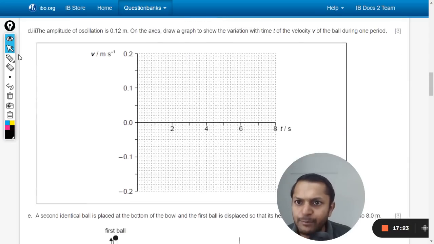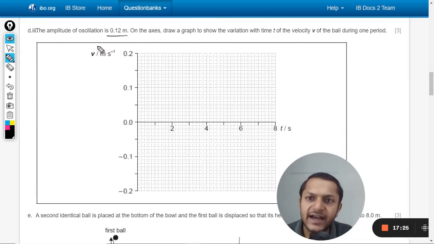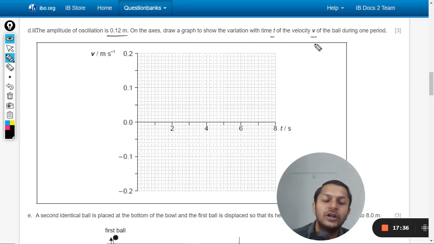D3. The amplitude of the oscillation is given as 0.12 meter. On the axis, draw a graph to show the variation with time t of the velocity v of the ball during one period. So we have to draw this graph. With respect to time, obviously it is simple harmonic motion, so there will be a simple harmonic graph there.